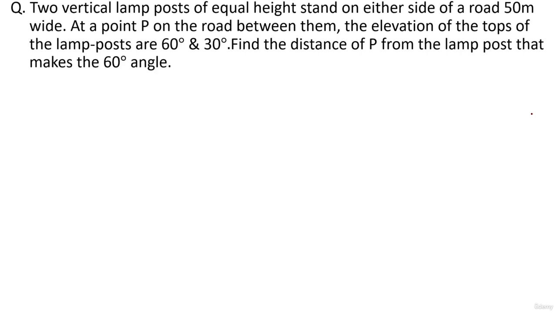Two vertical lampposts of equal height stand on either side of a road 50 meters wide. At a point P on the road between them, the elevations of the tops of the lampposts are 60 degrees and 30 degrees. Find the distance of P from the lamppost that makes the 60-degree angle. What I'm telling you right now is demonstrated here in this case.